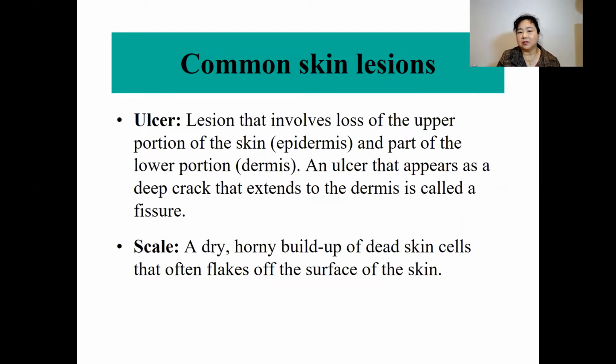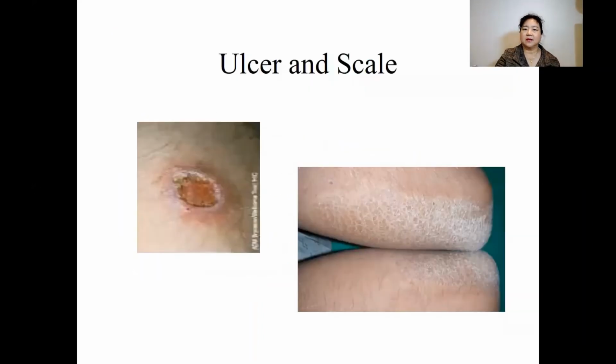A scale is a dry, horny build-up of dead skin cells that often flakes off the surface of the skin. Here are some pictures of ulcer and scale.